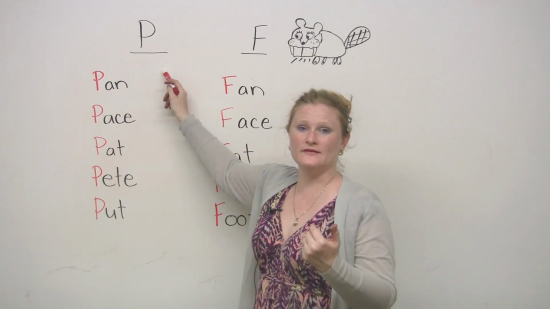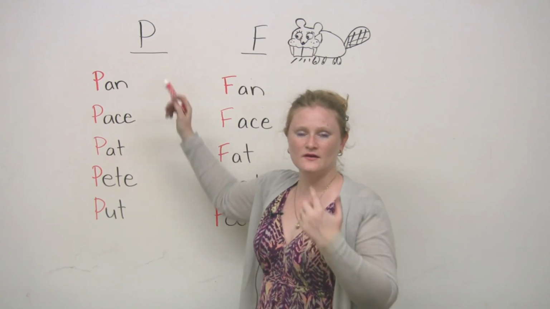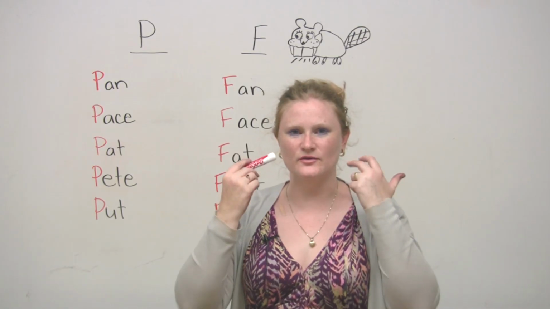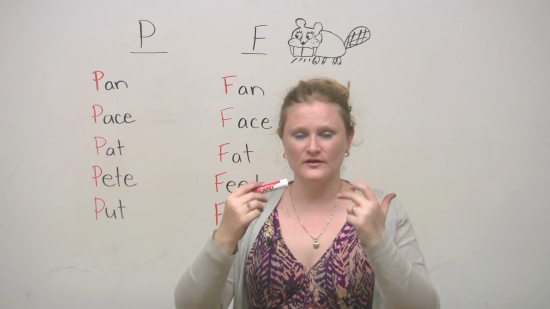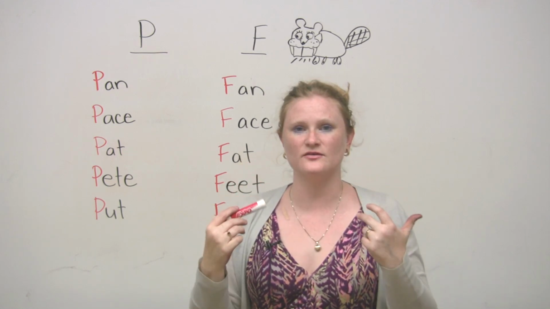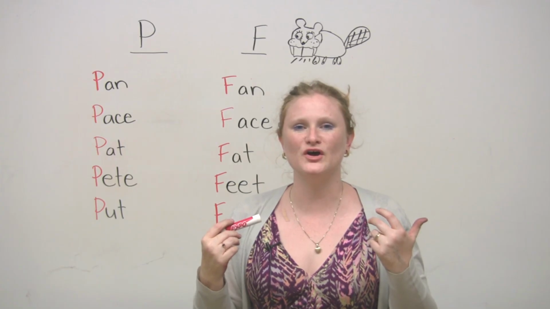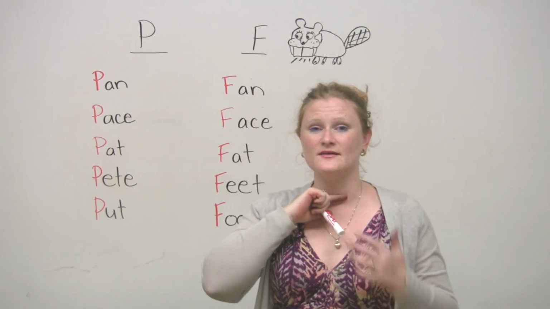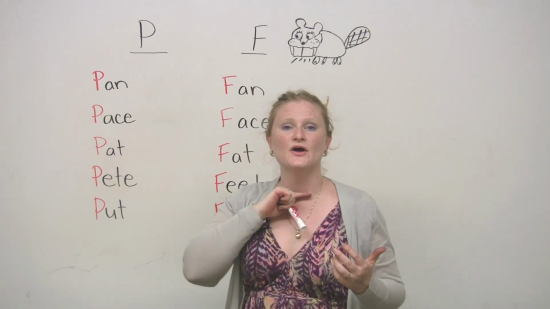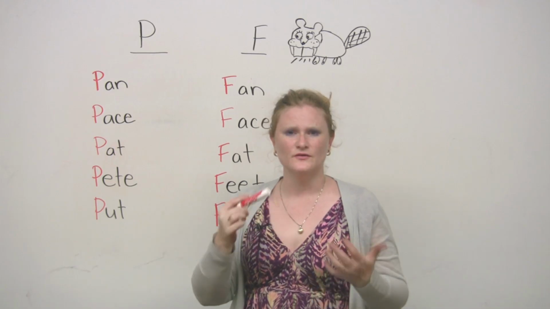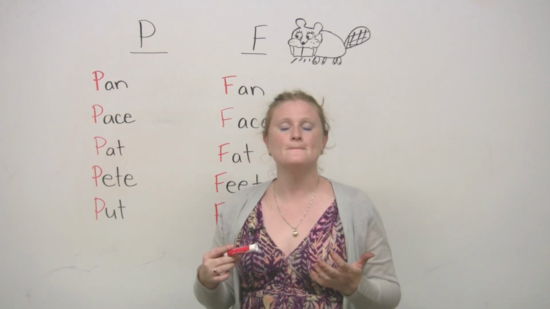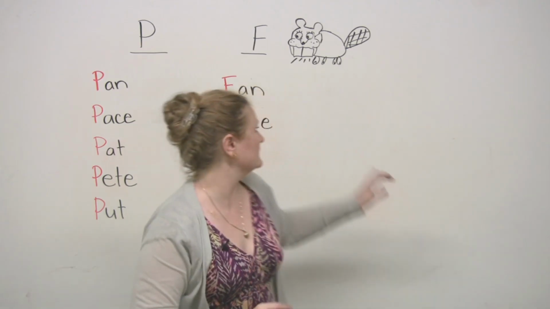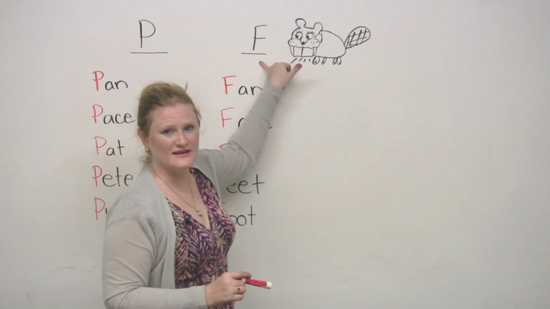When you want to make the P sound, you're going to press your top and your bottom lips together, and you're going to push the air out of your mouth. P is voiceless, which means it does not vibrate in your throat. There is no vibration in your throat. So just try that to practice the sound. Good. The next one that we're going to contrast this with is the letter F.